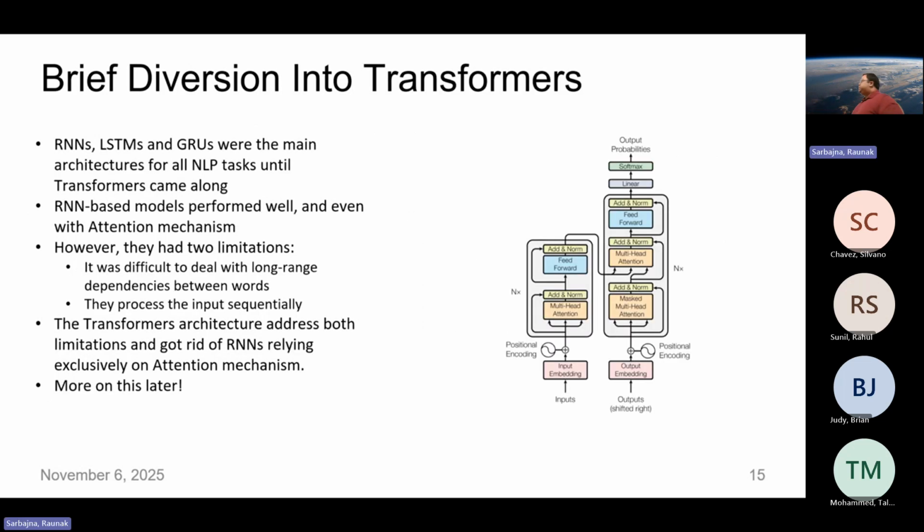So transformers is the architecture that has essentially taken over modern deep learning, modern machine learning. Recurrent neural networks, long short-term memories, and GRUs were the architectures that we used for NLP before that. You can add an attention mechanism to recurrent neural networks.